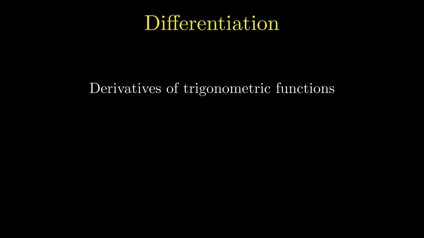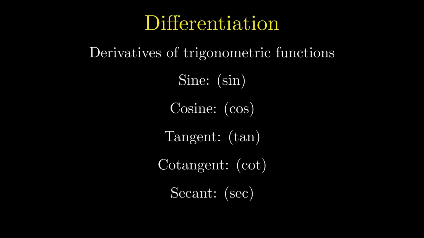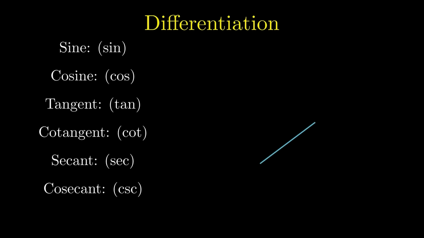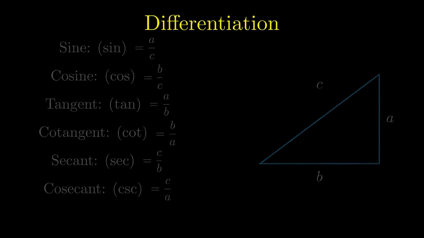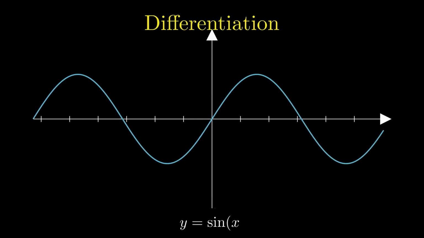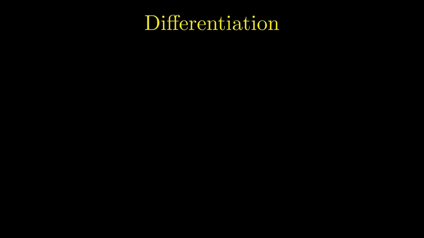Derivatives of trigonometric functions. There are 6 basic trigonometric functions: sine, cosine, tangent, cotangent, secant, and cosecant. These functions are related to the ratios of the sides of triangles and are used to describe periodic phenomena, such as sound waves, light waves, and circular motion. The derivatives of all 6 functions are as follows.